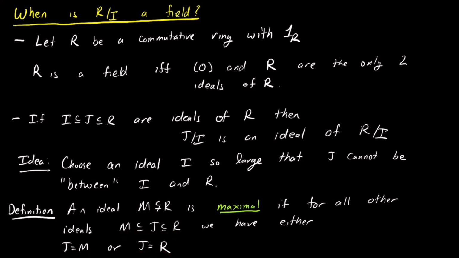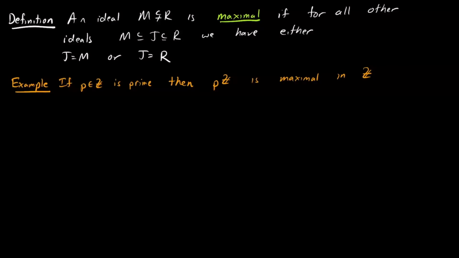So this is really capturing the fact that I can't squeeze any ideals between M and R. Okay, so the first type of maximal ideal is going to be the ideal PZ, where P is a prime. So let's show that this is maximal, because we know that Z mod PZ is a field. It's not just an integral domain. So let's show that this is a maximal ideal.